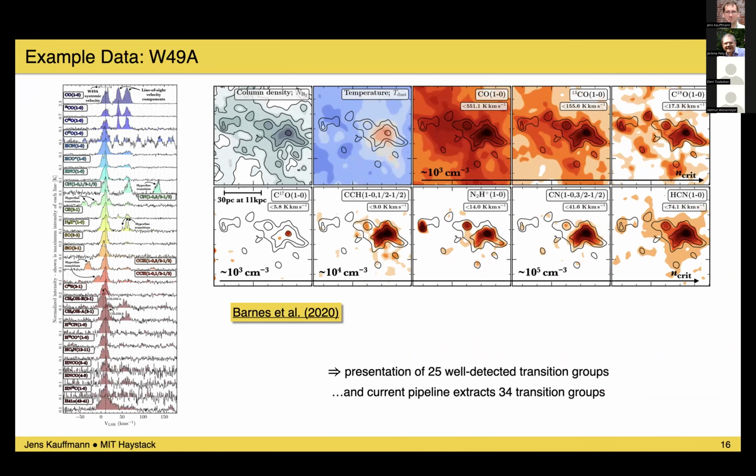So we have in this paper alone 25 well-detected transition groups. Not only detected, but well detected. We are currently extracting 34 transition groups from the data, up to, depending on the target. Not all of those are detected, but that's what we're extracting.